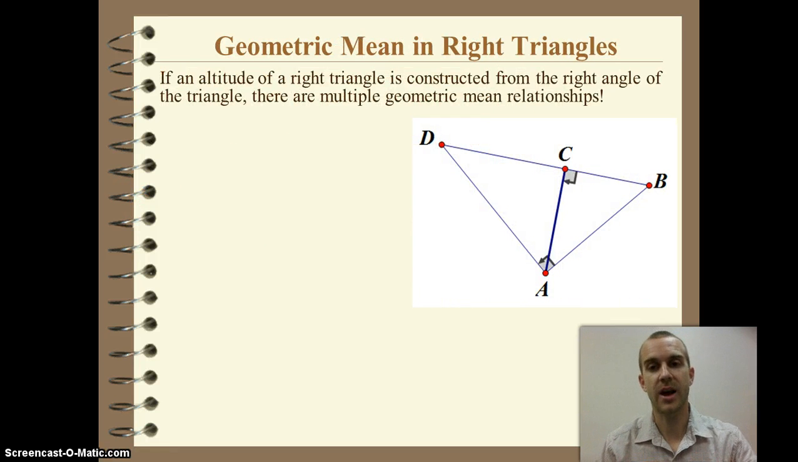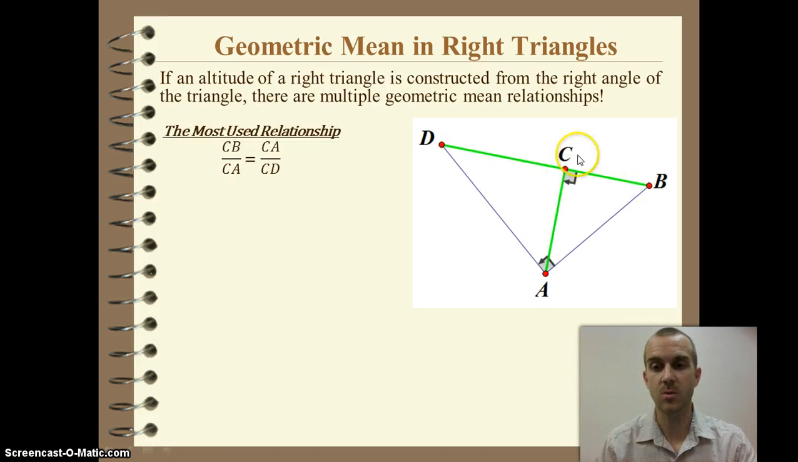Now this happens in right triangles, where if we create the altitude from the right angle, the altitude is forming a perpendicular side with one of the sides, and we're coming out of the right angle here, and this mark is showing us that we're being perpendicular. We get a whole bunch of different ratios that are based on the geometric mean. The most common one uses that the length of CB over the altitude is going to equal the altitude over CD. It's one of the most common relationships.